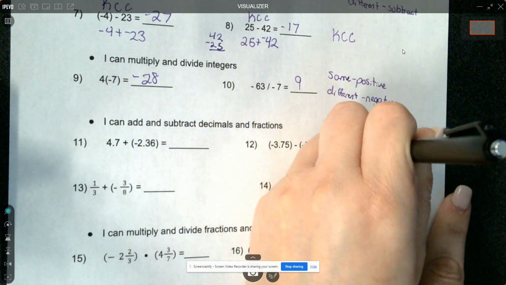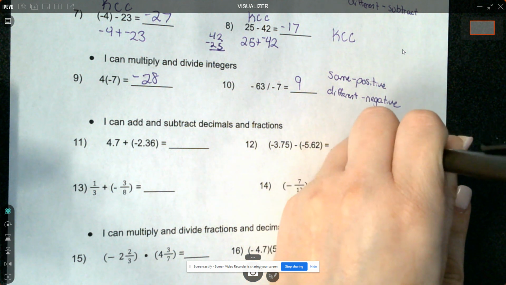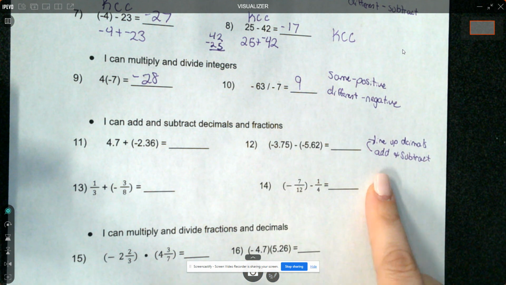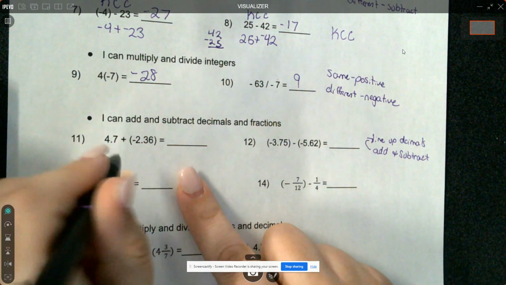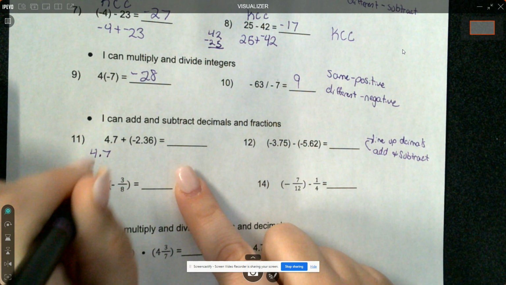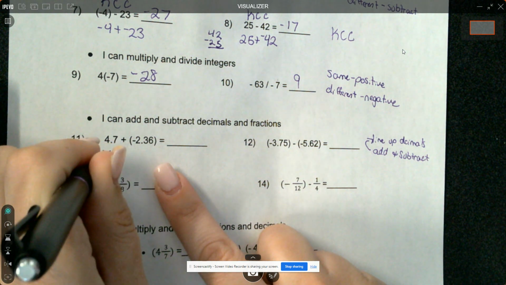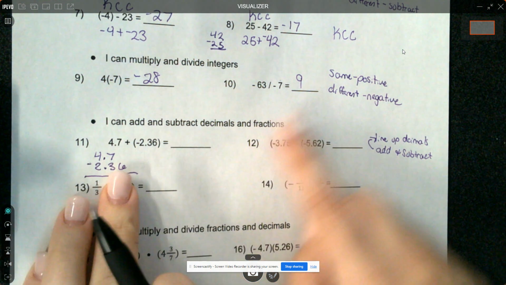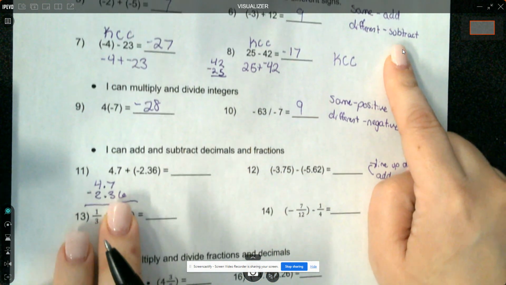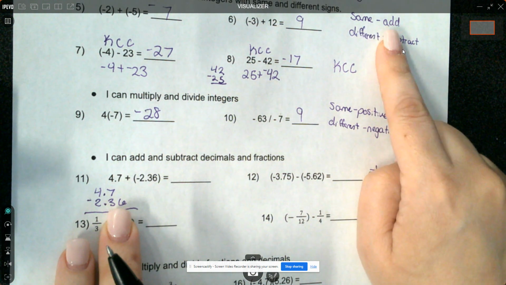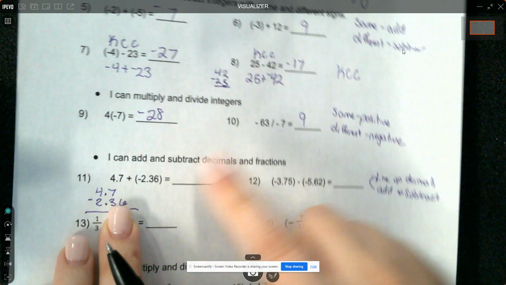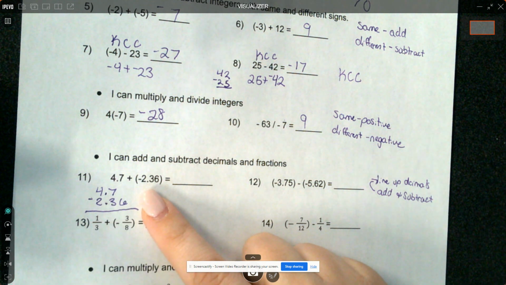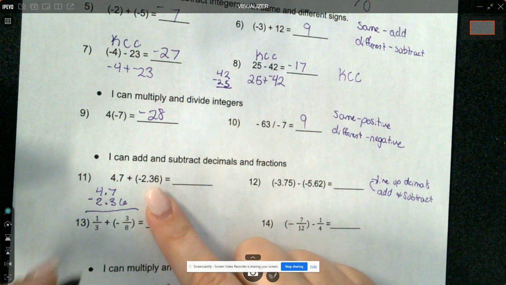to add and subtract. Okay, so when I line up 4.7 and then -2.36, the same rules that I did up here apply to it. So if they're the same, I add the numbers. If they're different, I subtract the numbers. So I have a positive and a negative. Am I going to add or subtract these numbers? I'm going to subtract because they're different.